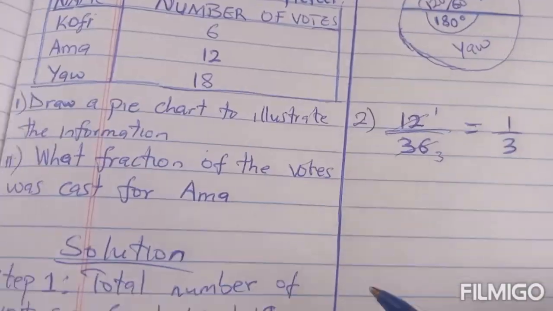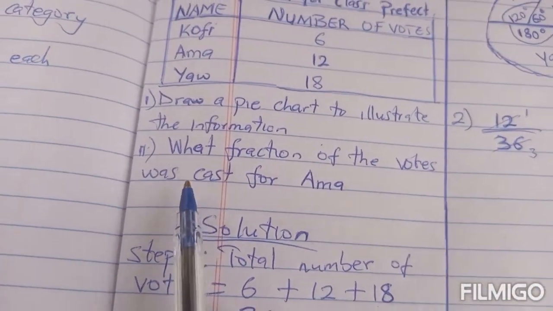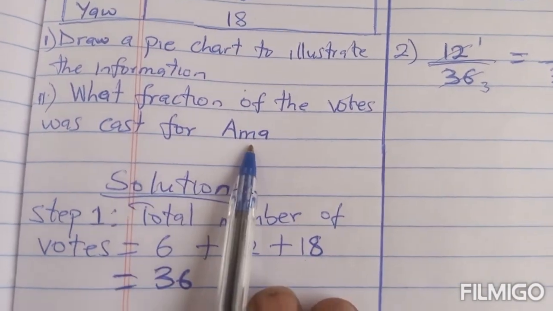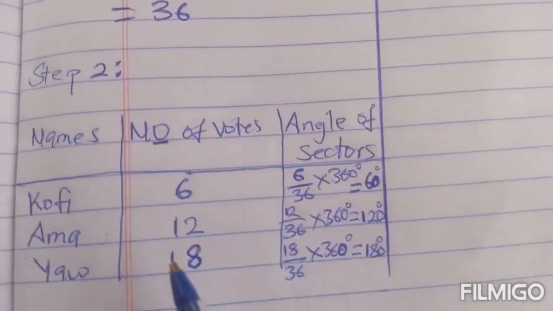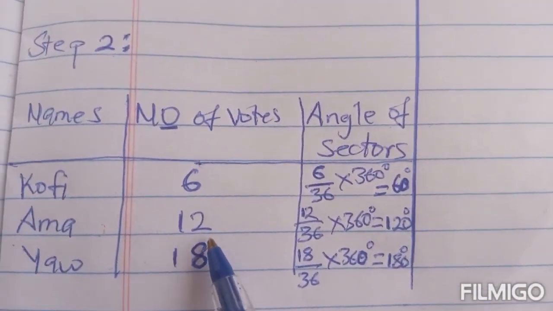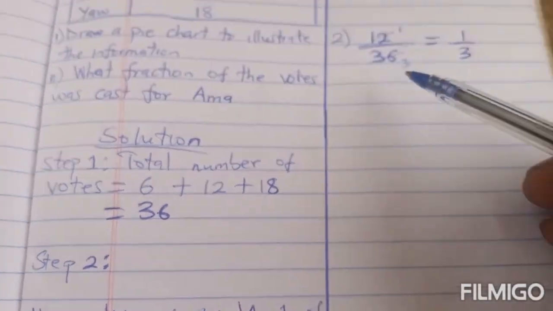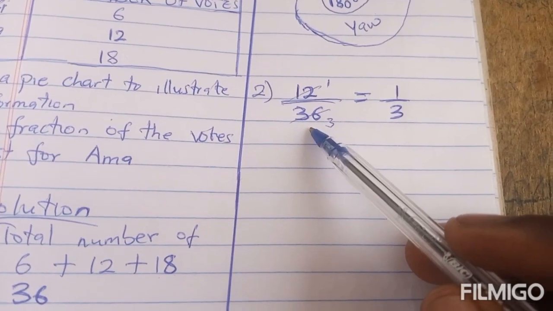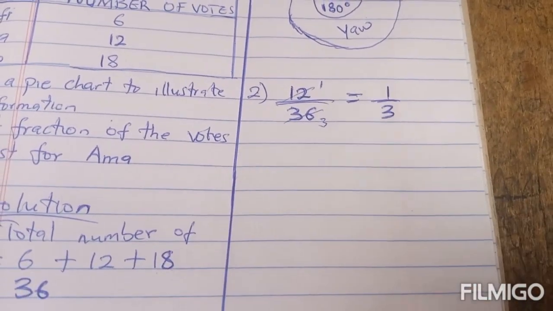The second question says, what fraction of the votes was cast for Ama? So Ama was having 12. So 12 out of the number of votes, 36, we get the fraction.